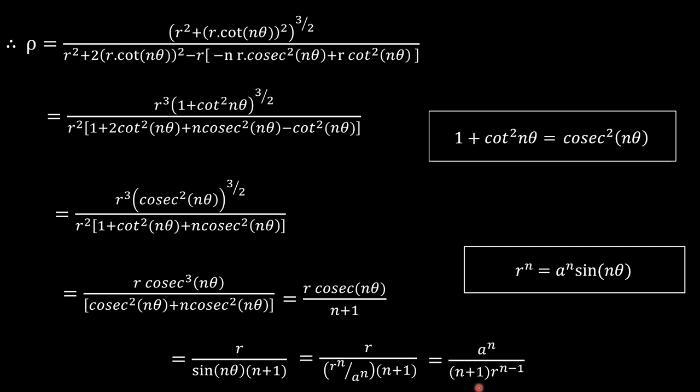So you have the radius of curvature to be equal to a to the power n divided by n plus 1 into r to the power n minus 1, that is some constant multiplied with 1 by r to the power n minus 1. So I can say that the radius of curvature of the given curve is inversely proportional to r to the power n minus 1. That completes the problem.